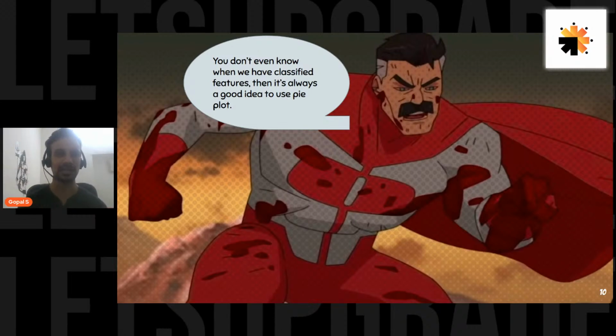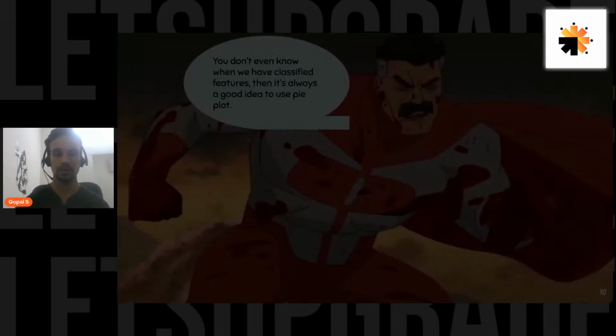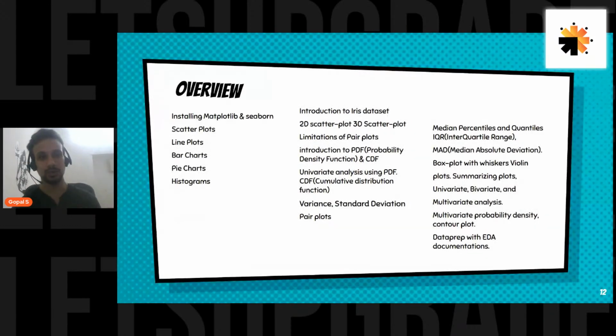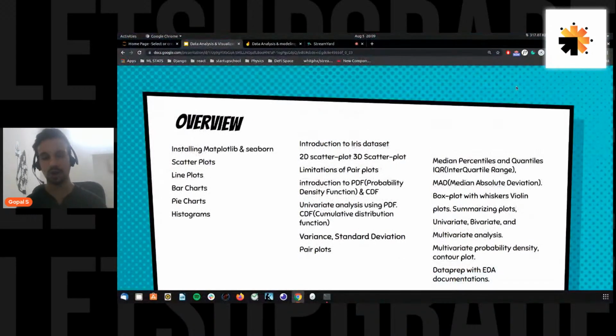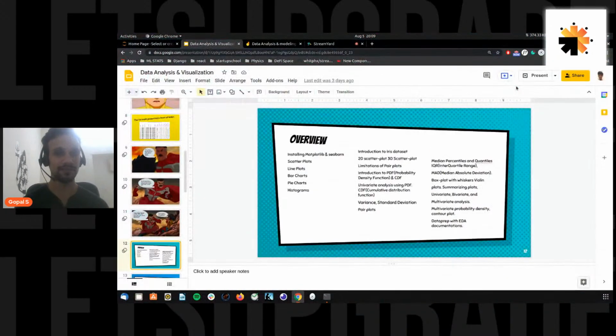You just tweak it again, then leave it for a while and train it again. But for the data analysis and visualization part, you just have to sit on your chair and go through the data really carefully. So that was a small introduction to how exactly data analysis and data visualization work.